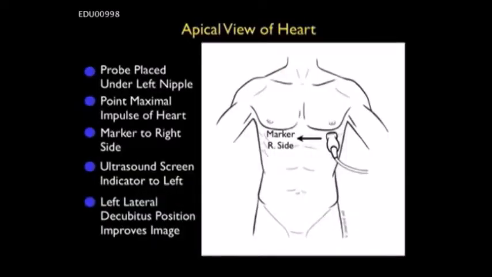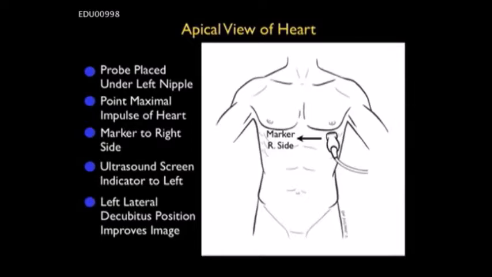The last window of the heart that I want to discuss is one of the most important. That is the apical window of the heart. Here the probe is placed under the left nipple at the point of maximal impulse of the heart. It really helps to have the patient in the left lateral decubitus position to bring the heart closer to the chest wall to get better imaging from this position.